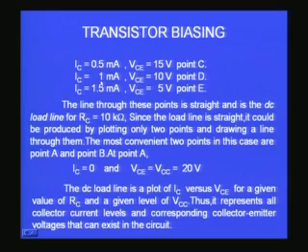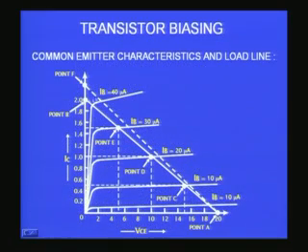Similarly, if I have IC of 1 milliampere, 1 milliampere into 10K is 10 volts, therefore the balance 10 volts will be across VCE. When it is 1.5 milliamperes, it will be 5 volts, etc. So, there are different points that I can plot on my load line.